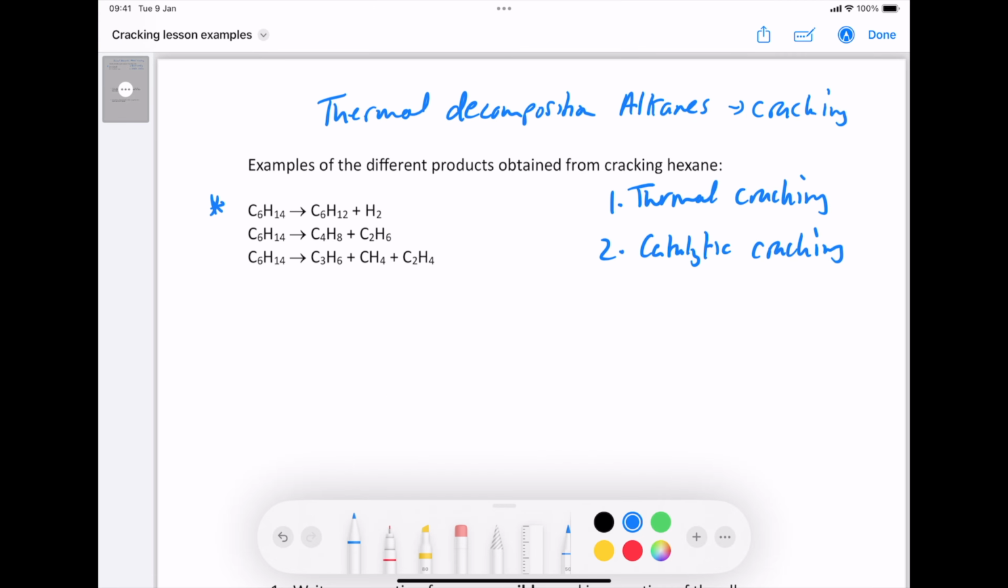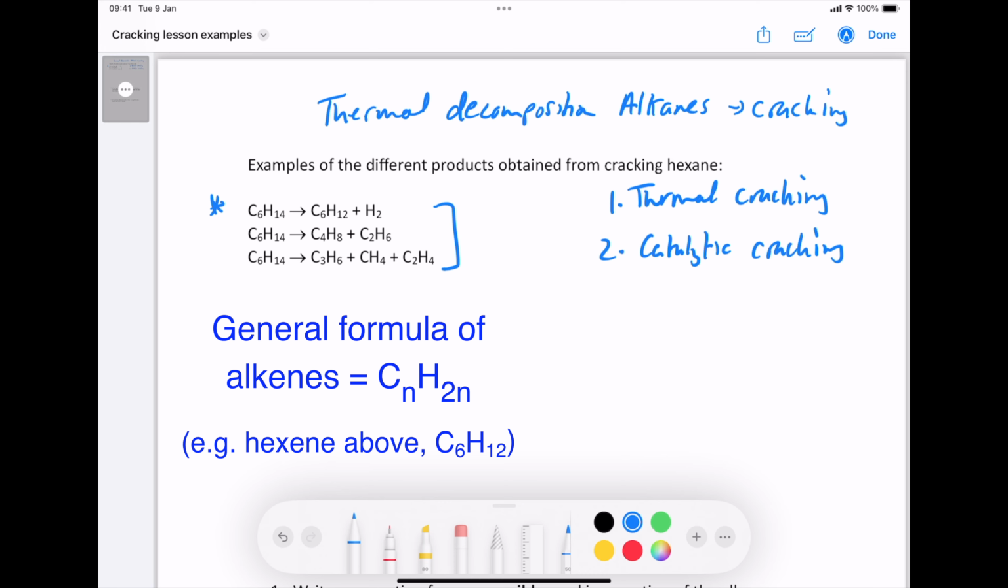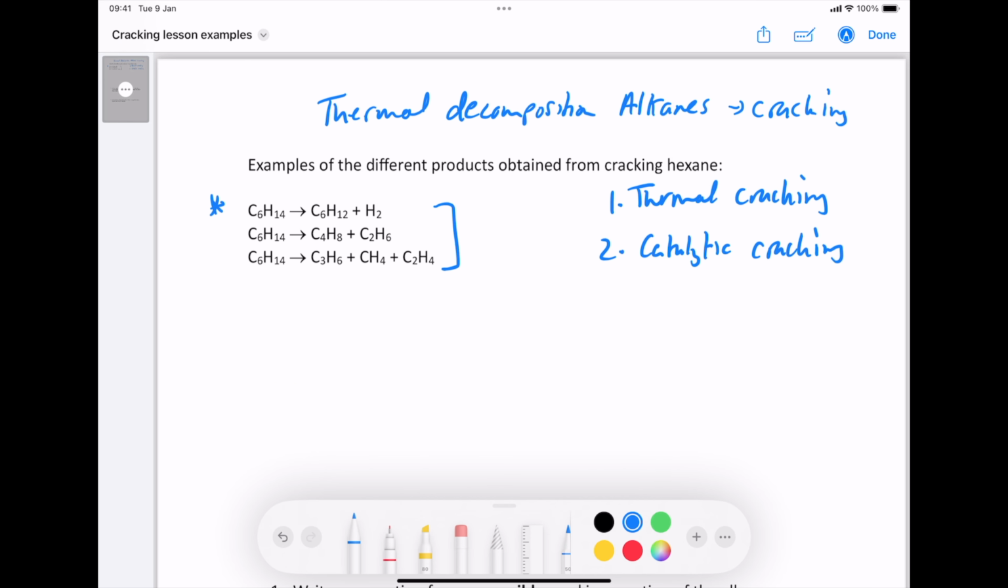So the three examples here involve hexane being broken down into different alkane and alkene products. And like I said, depending on the conditions used, you can manipulate the products that are formed. In the first example, you can see we produce just hexene as the alkene and hydrogen. In the second one, you're making C4H8, which is butene, plus ethane, and so on. So depending on the conditions, you can change the products. In industry, you wouldn't actually crack hexane because it's too small of an alkane and is a very useful hydrocarbon anyway. Hexane is a solvent. It just wouldn't be used.